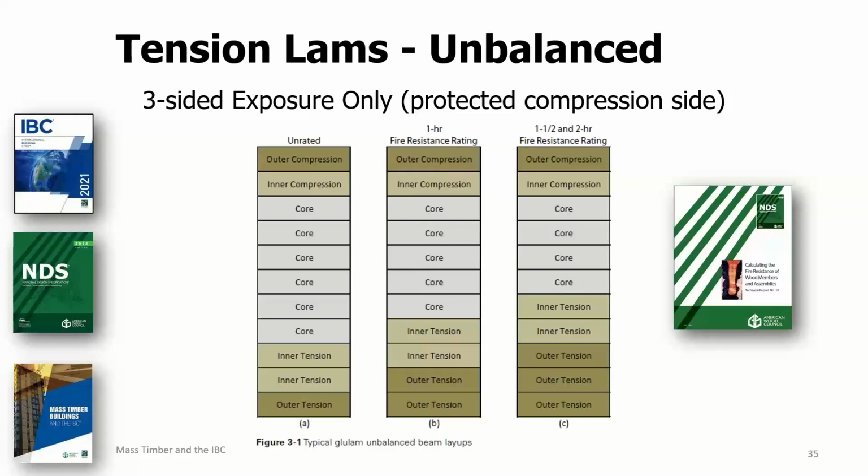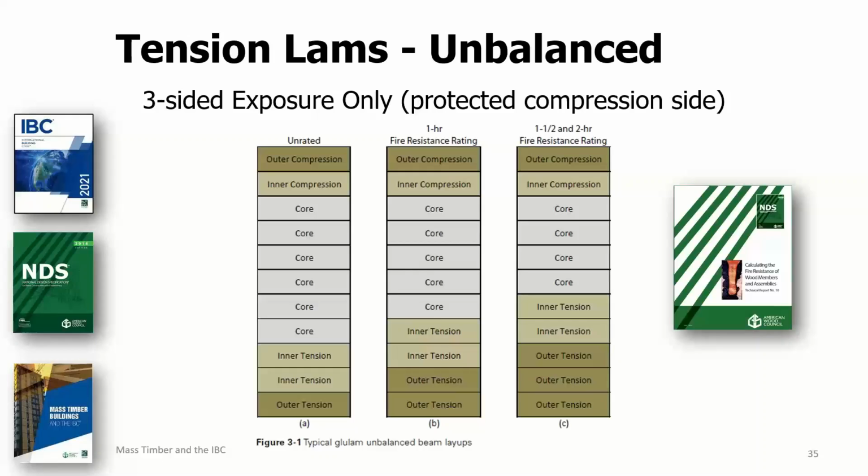This figure is taken from AWC's TR10. It shows how those core laminations are substituted in an unbalanced beam. As you can see, the number of core laminations that need to be substituted depends on the required fire resistance rating. A 1 hour rating only requires the substitution of 1 core lamination, whereas a 1.5 or 2 hour rating requires substitution of 2 core laminations.